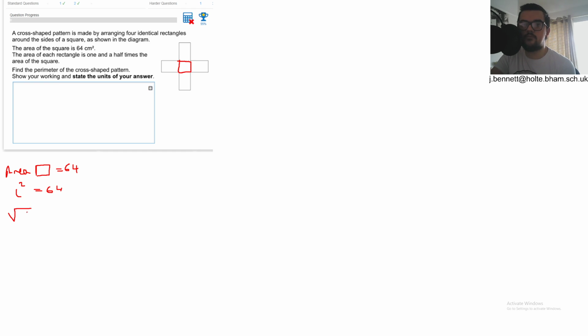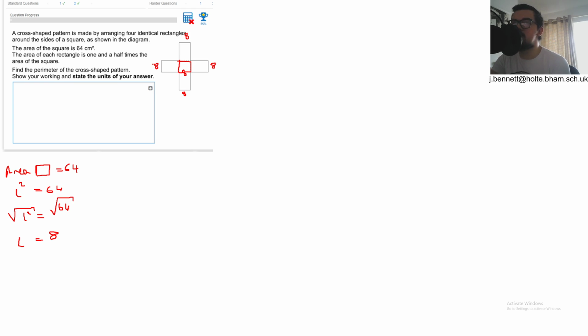So we just find the square root. The square root of the length squared is just the length, and the square root of 64, this is something that you should have a good idea of, is 8. So we know that our little length here is 8, and because of the rules of rectangles, we can also say that this length here is 8, and so is this length here, and this length there.